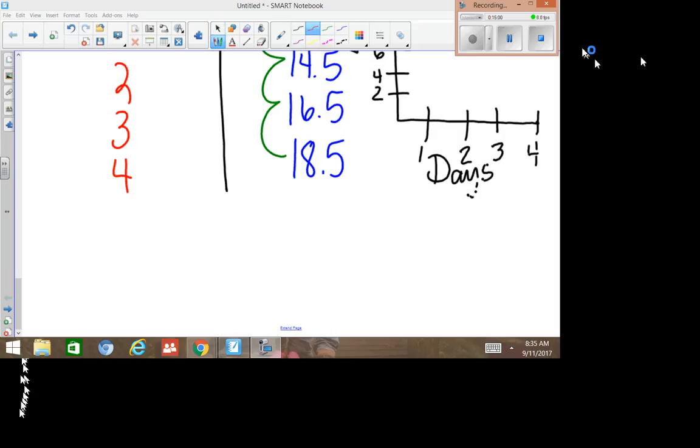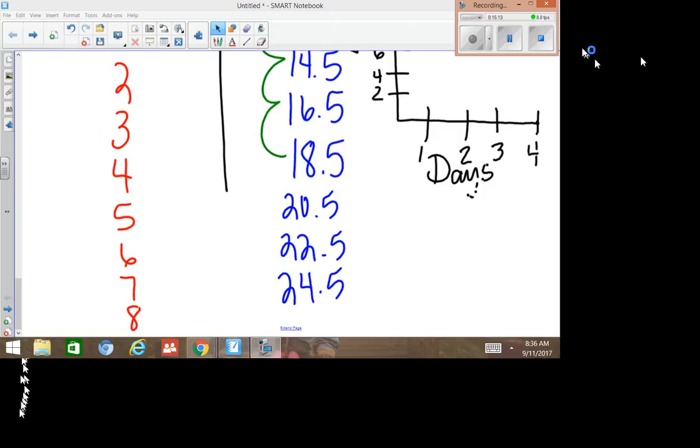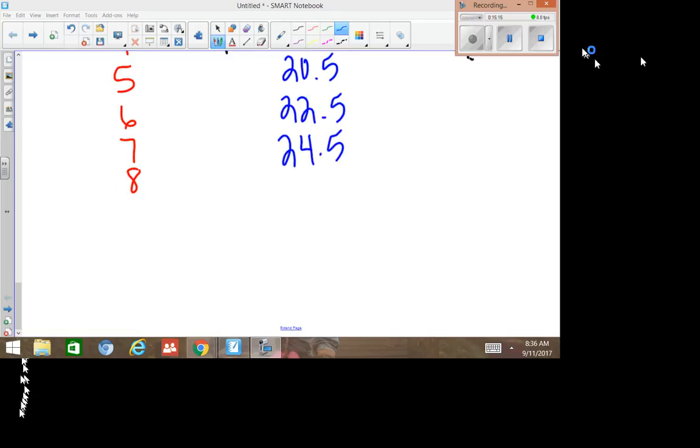So, 5, 6, 7, 8. All I have to do is go up two each time. So 20, 22, 24, and I ran out of room, but that's 26. Ta-da! You're done. Not bad, right? You don't get it? No, it's not bad.